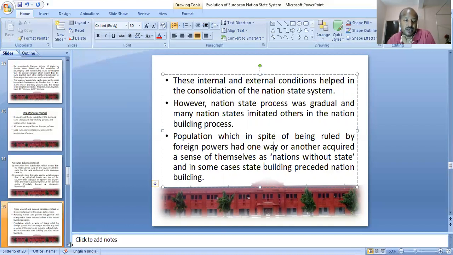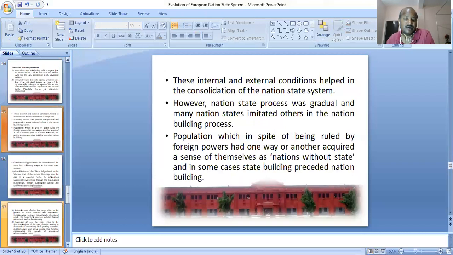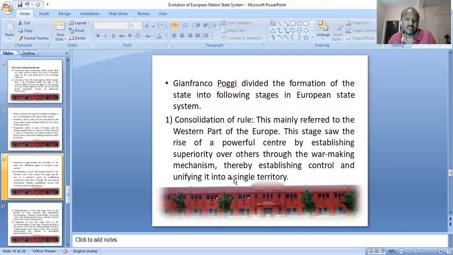So then the next thing is that there is a famous social scientist, Gianfranco Poggi, who divided the formation of the state in the European state system into 3 stages. I have already told you, I am trying to summarize what I have told you: the first is the consolidation of rule. This mainly referred to the western part of Europe.